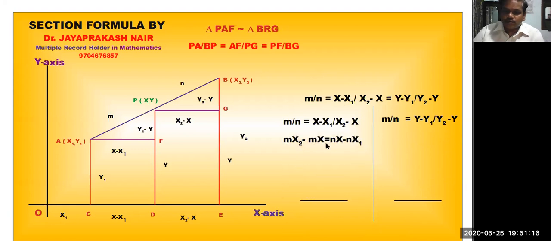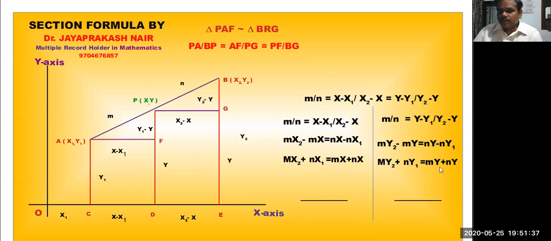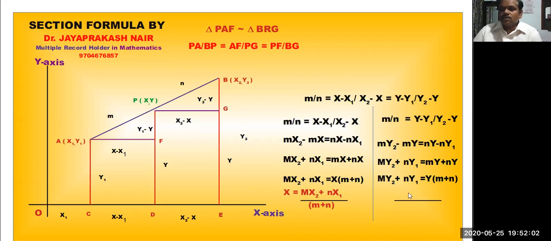We get mx2 minus mx1 equals nx minus nx1, and here also my2 minus my1 equals ny minus ny1. Transposing the like terms, mx2 plus nx1 equals mx plus nx, and my2 plus ny1 equals my plus ny. Taking x and y common, x(m plus n), we need the values of x and y: x is equal to (mx2 plus nx1) divided by (m plus n), and y is equal to (my2 plus ny1) by (m plus n). So the section formula is ((mx2 plus nx1) by (m plus n), (my2 plus ny1) by (m plus n)).